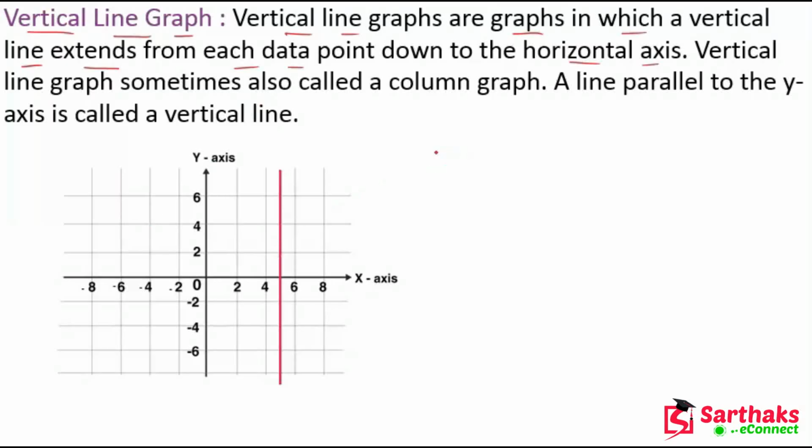Here you can see that. So vertical line graphs are sometimes also called column graphs, in which a line parallel to the y-axis is called the vertical line. It is simple. The simple definition is a line parallel to the y-axis. Here you know that this is the y-axis and this is the x-axis. So the vertical line is what? This is parallel to the y-axis. Okay, so this is the vertical line graph.